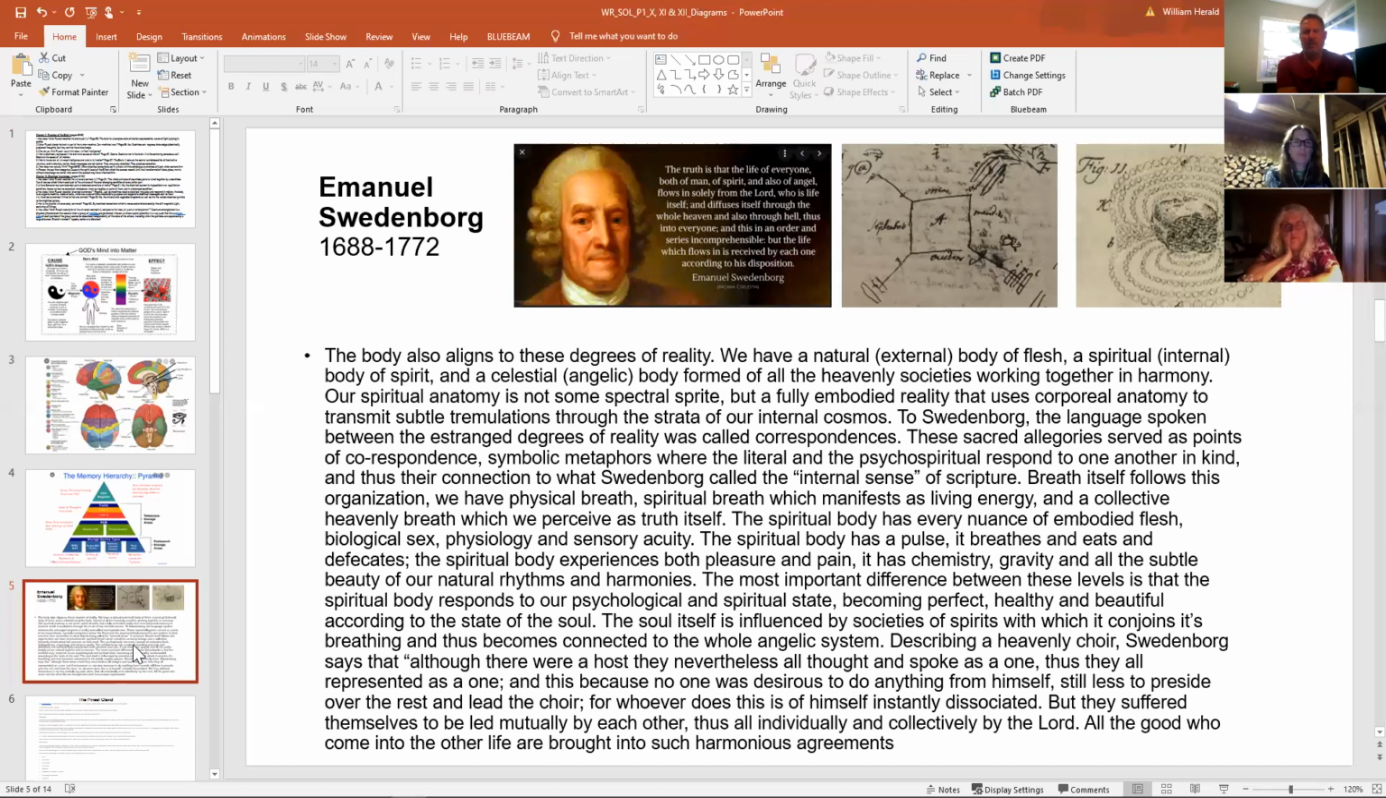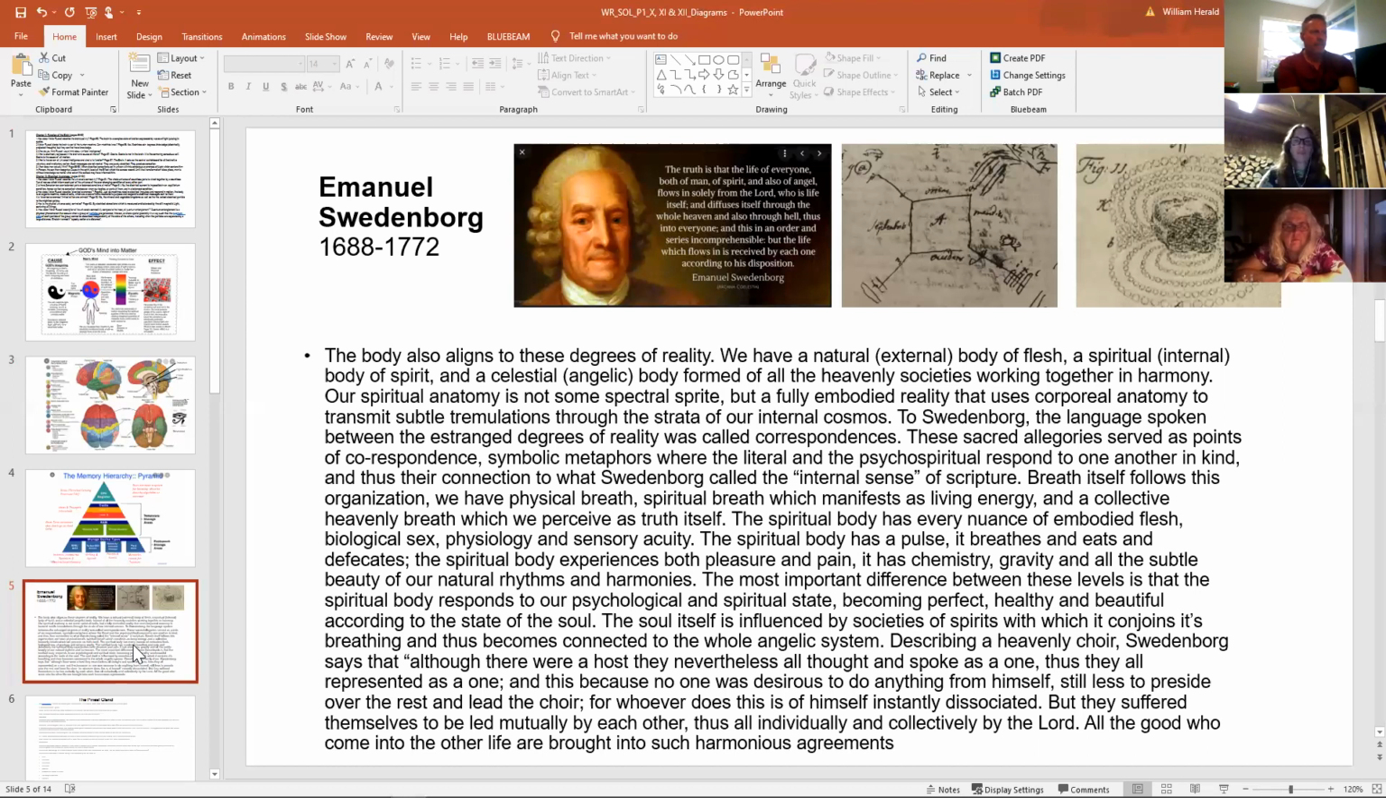So when he says Scripture, he doesn't mean just the Bible. He talks about anything that is truth, as we talked about earlier with Russell. Breath itself follows this organization. We have physical breath, spiritual breath, which manifests as living energy, and a collective heavenly breath, which we perceive as truth itself. The spiritual body has every nuance of embodied flesh: biological sex, physiology, and sensory acuity.